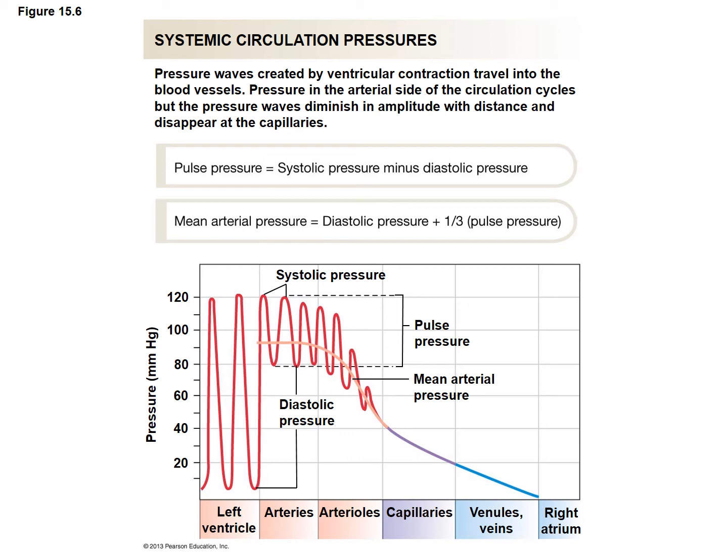We cannot feel a pulse in the venules and veins as there is no arterial stretch because they're not arteries. And then the pressure will continue to decrease as it gets towards the right atrium. It is almost near zero pressure when it gets to the very end of the vena cava, but pressure never fully drops to zero. And that is an important thing to note.